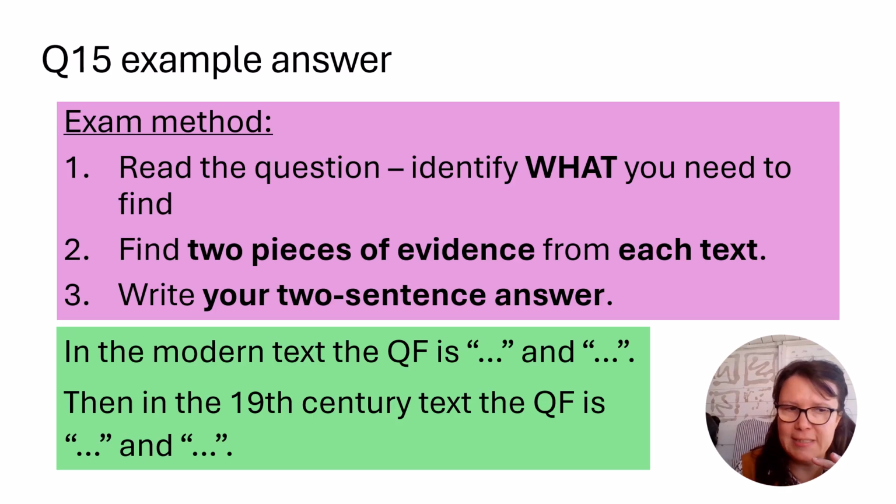format. So in the modern text, the question focus, so whatever it is they've asked you to look for, is this short quotation and this short quotation. So if they ask you to say what the weather is, so the weather is sunny and cloudy in the afternoons. In the 19th century text, the weather is rainy first thing in the morning and bright sunshine in the evening. It is the 2 pieces of information that you're selecting.